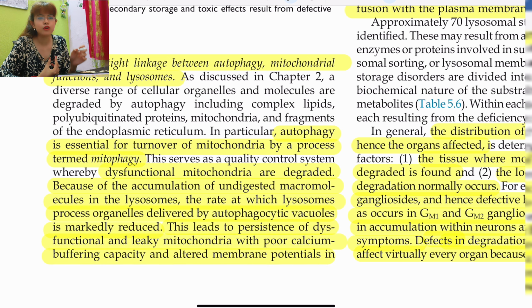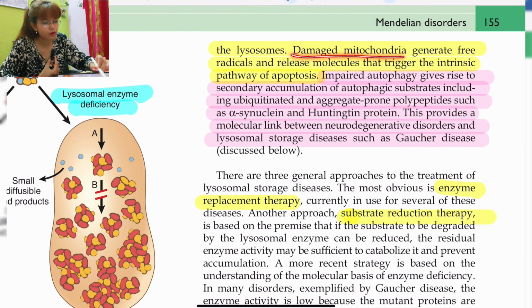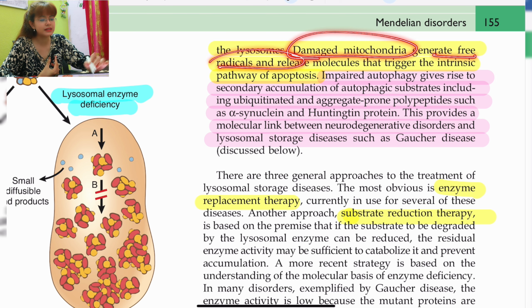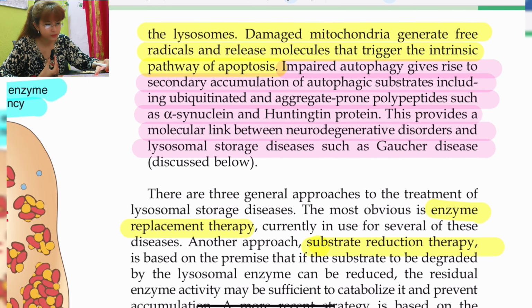So basically this dysfunctional mitochondria is actually accumulating within the cell because they are not able to break down those organelles, and because of that these dysfunctional and leaky mitochondria have poor calcium buffering capacity and membrane potential, and therefore this damaged mitochondria is now also generating free radicals and releasing molecules that trigger the process of apoptosis.